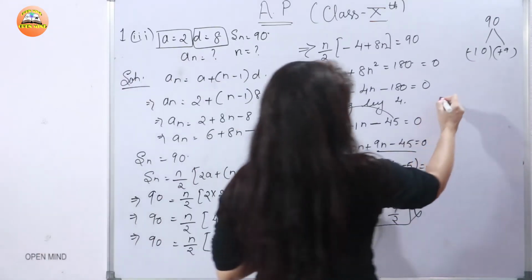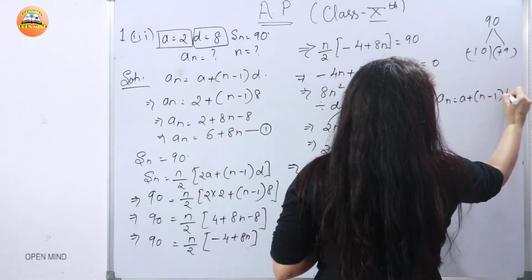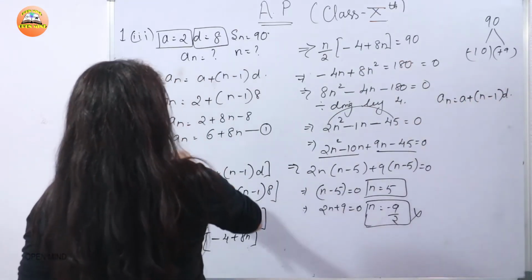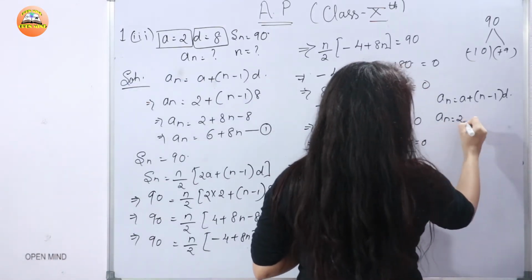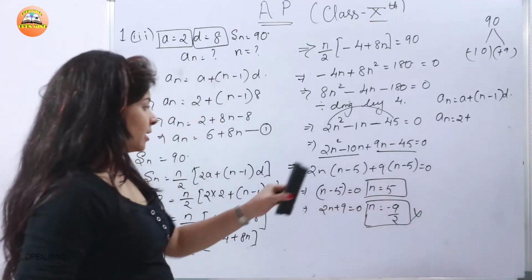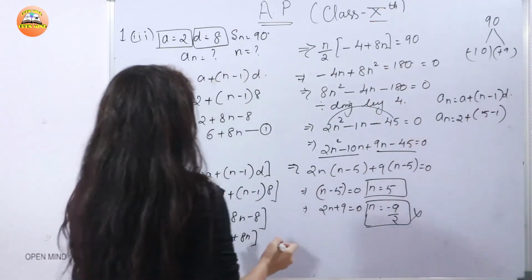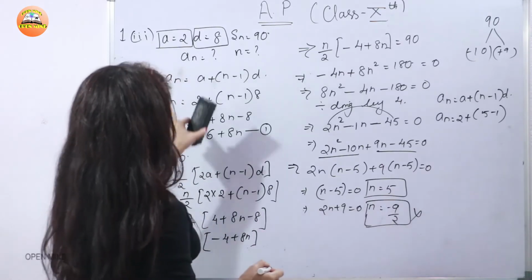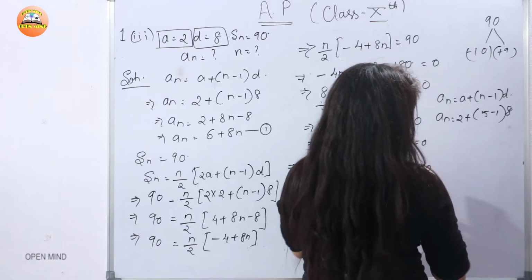Now what is an? a plus n minus 1 into d. What is your a over here? a is 2. So this implies an is equal to 2 plus, what is n? n is 5. So 5 minus 1 into d. d was how much for us? d was 8.